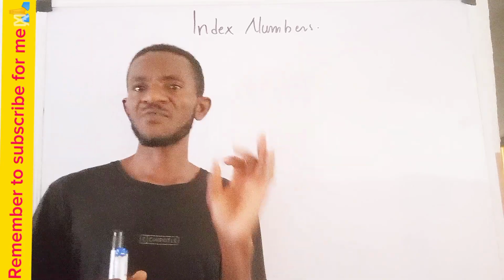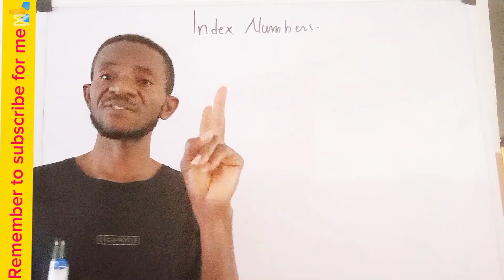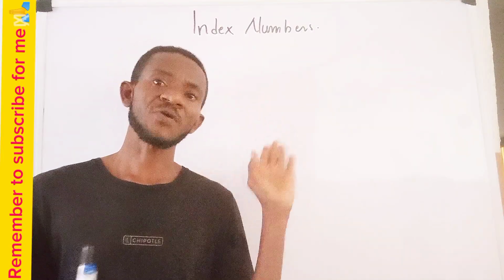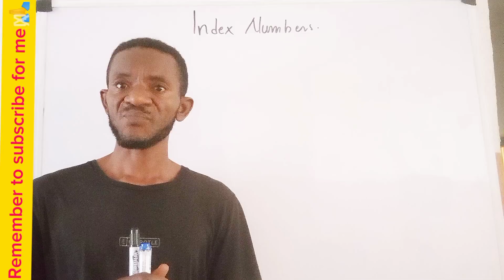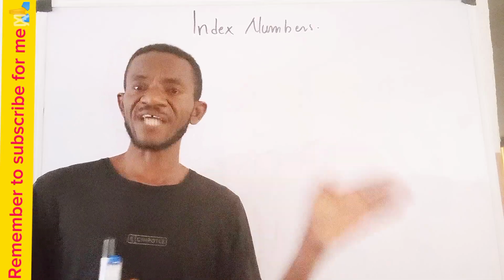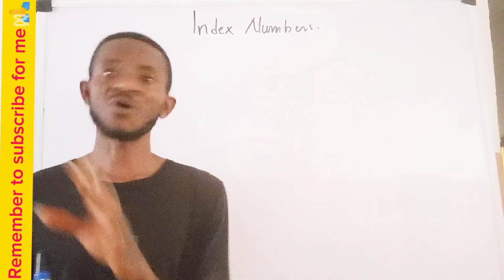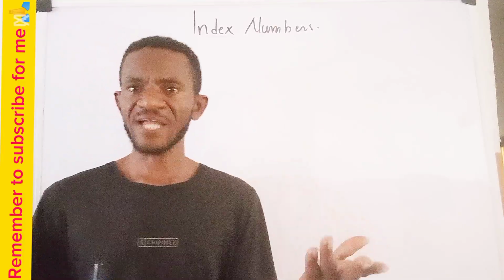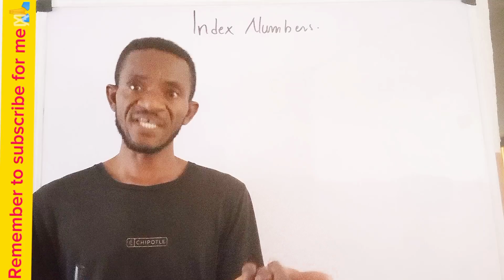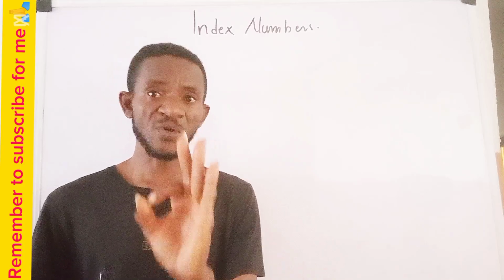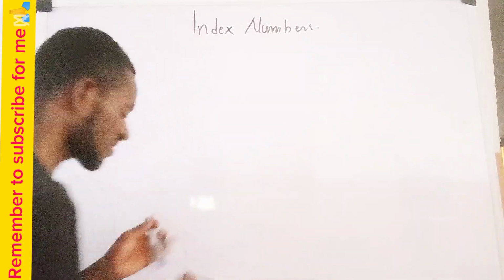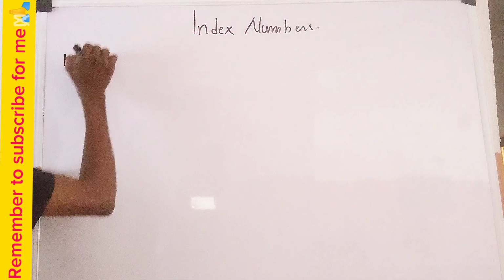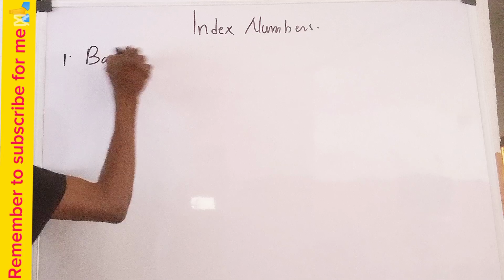Going by this definition, we can identify that there are two key points in time that are of concern here: what we call the base time and what we call the given or the current time. When we talk about the base time, it can equally be called the base year. So we have two important time points here. Number one, we talk about what we call the base time.